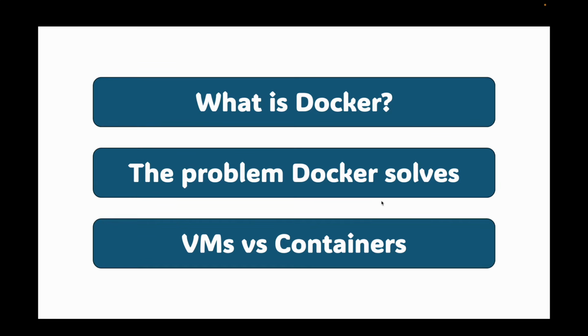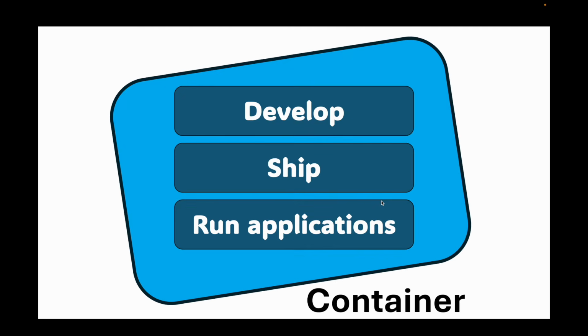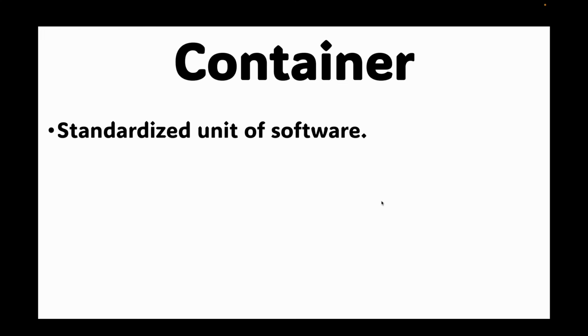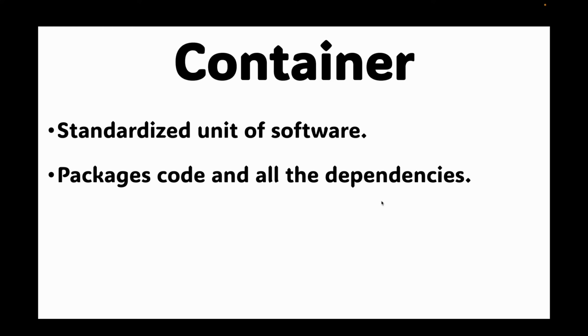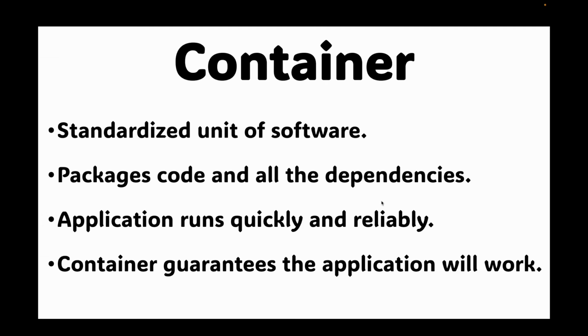Let's get started with this. First up, let's answer the most important question. What is Docker? In one sentence, Docker is a platform that allows you to develop, ship, and run applications all inside a container. Now, what is a container? A container is a standardized unit of software that packages up your code and all its dependencies. This means the application can run quickly and reliably from one computing environment to another. It's like a shipping container for your code. It does not matter what ship, train, or truck it's on, the container itself guarantees what's inside will work.